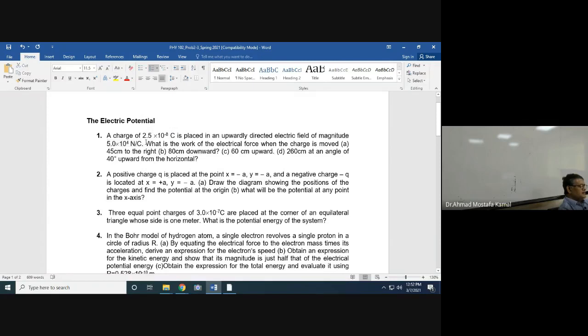The question is, what is the work of the electrical force when the charge is moved: A, 45 centimeter to the right; B, 80 centimeter downward; C, 60 centimeter upward, and so on. There are 4 questions, but the main thing is you have to find the work done by the force.